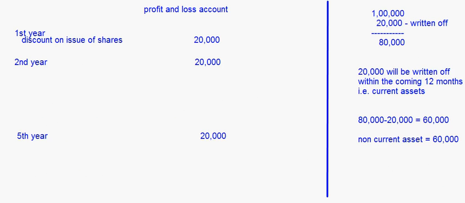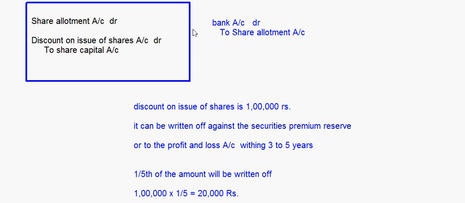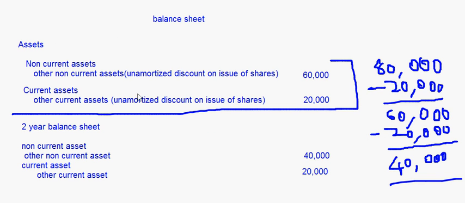So with that, I come to the end of this session on issue of shares at discount, right? So I have explained the journal entry, which is to be put here, and the accounting treatment for the balance sheet, which is important in this issue of shares at discount. So with that, I'll end this session.